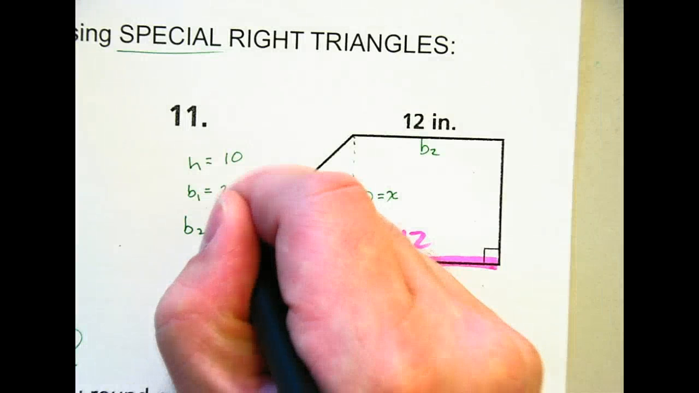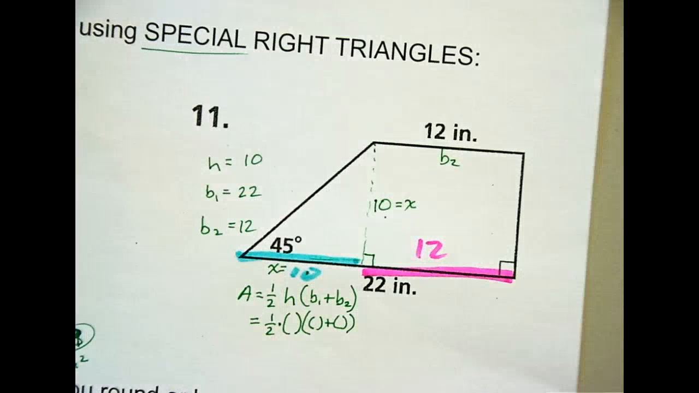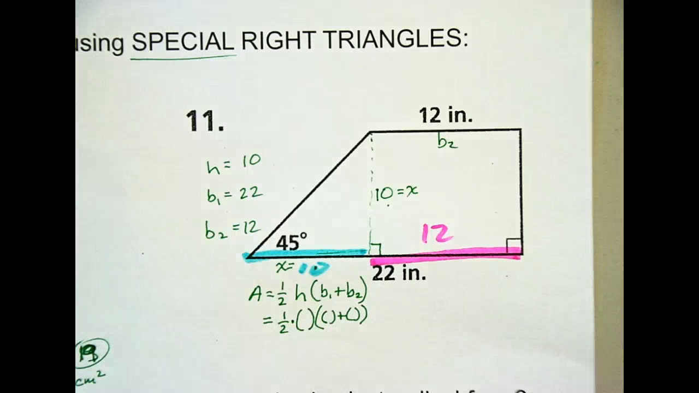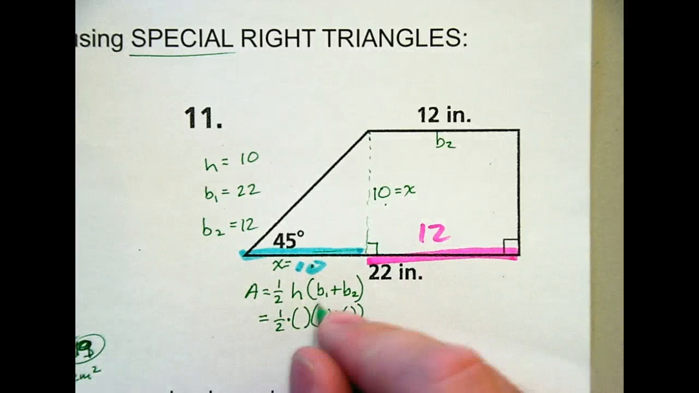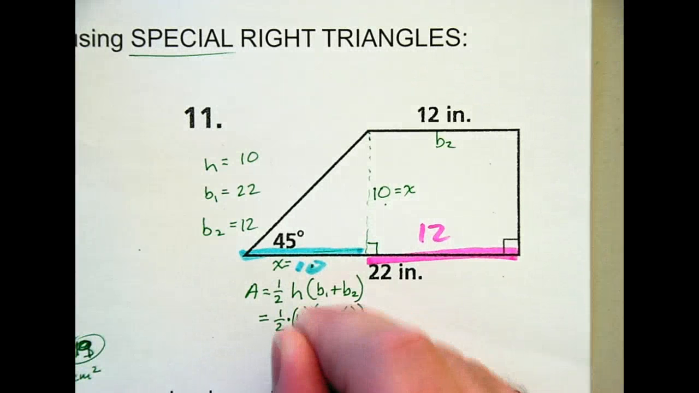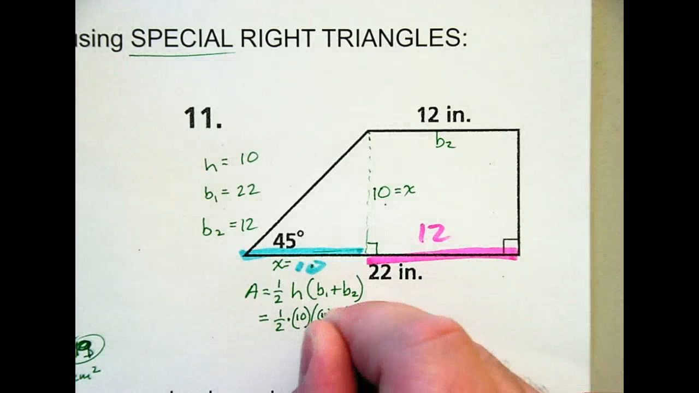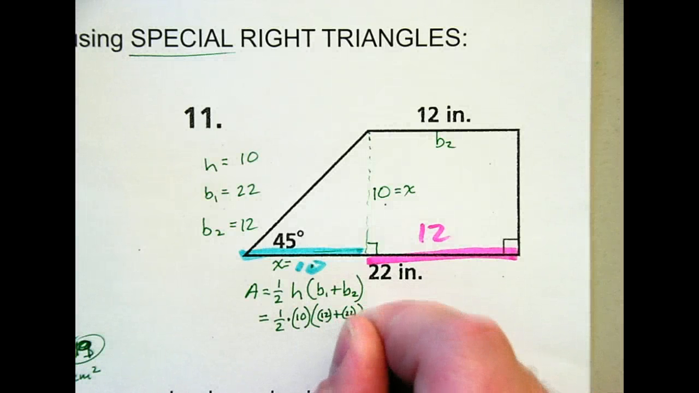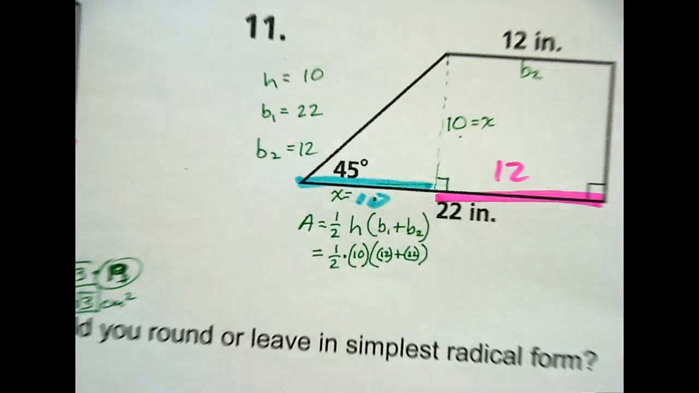Wait, what? Oh. So this is 10, 12, 22. Oh, so it's not. All right.